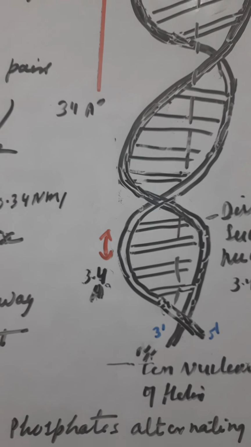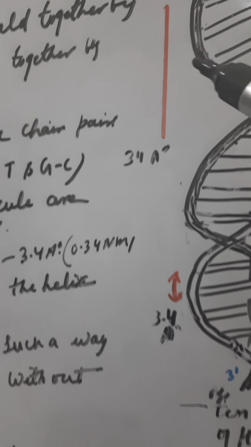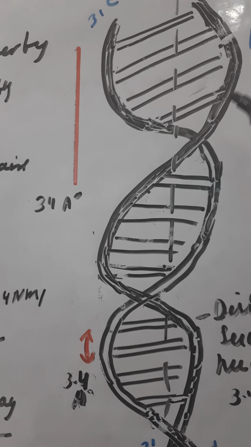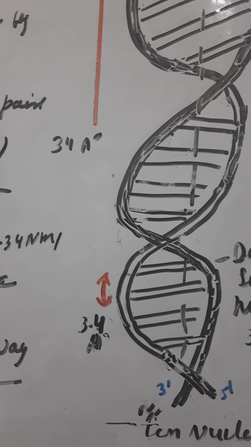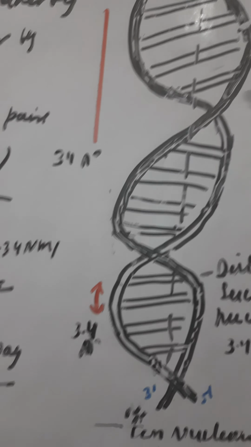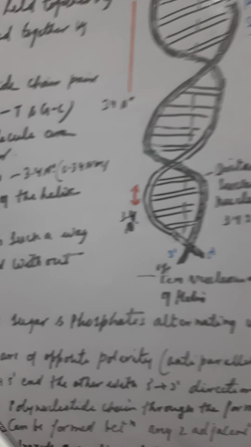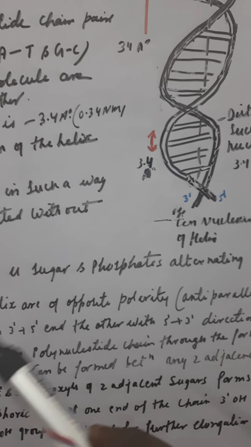The two helices are coiled in such a way that they cannot be separated without unwinding. These two are coiled and they can be unwound in a zipper-like fashion. Suppose that zip is closed, then if it has to be opened, it has to be unwound. So likewise it is compared with that fashion. Here the backbone of the helix is sugar and phosphate alternating with each other.